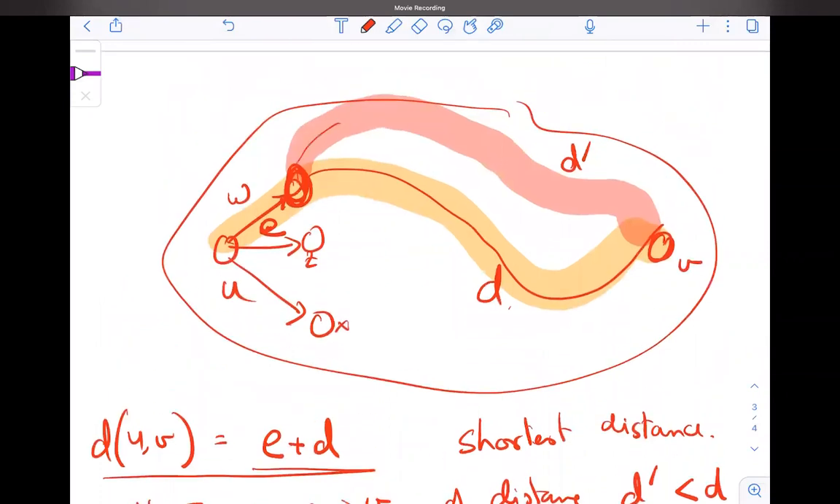I mean, if you give me a shortest distance from U to V and look at the neighbor W of U, then the shortest distance between that W and V has to be the shortest distance between that vertex and V. Okay, is this clear?